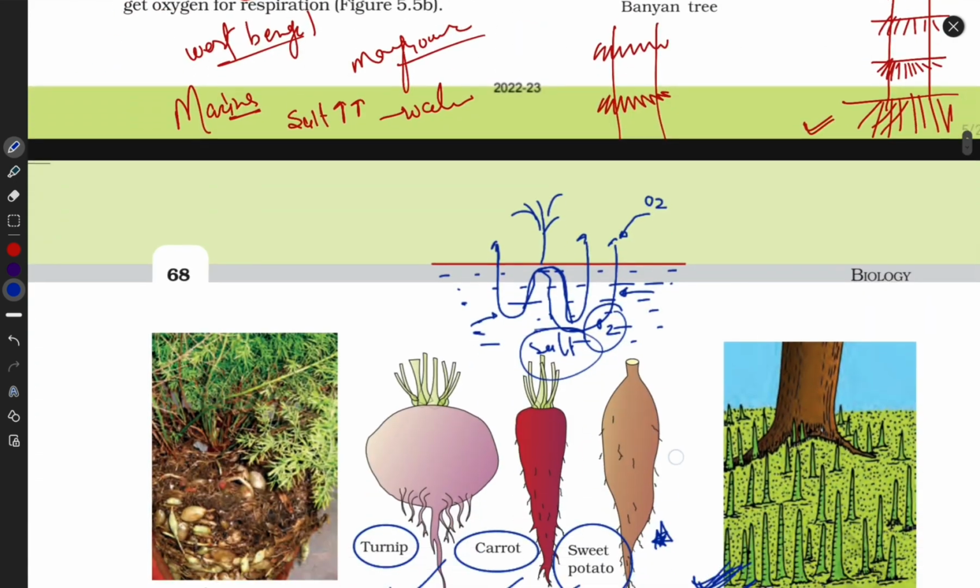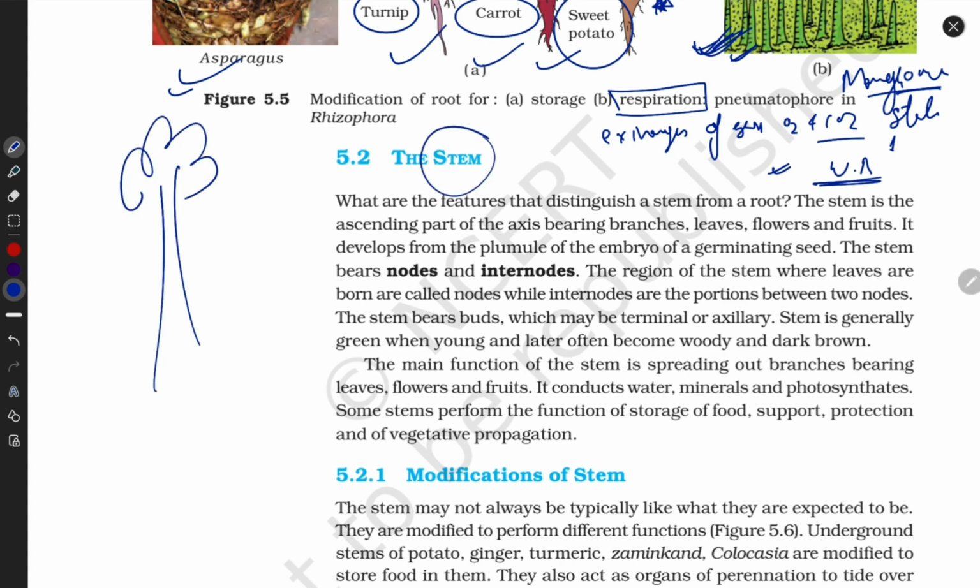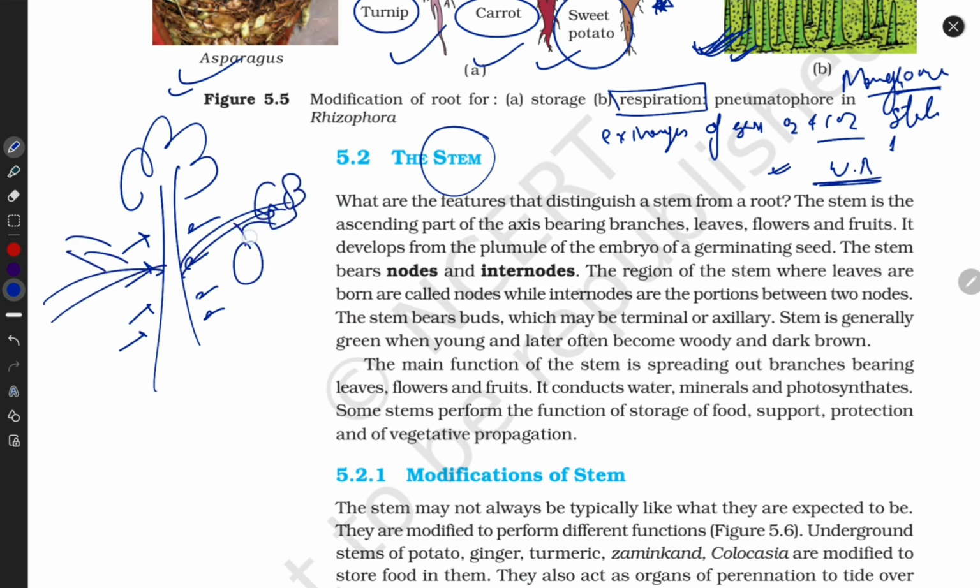Okay, let's move further. Stem, guys. The stem provides strength, guys. Stem provides strength. They make the tree strongest, longest, tallest. They make them strong and rigid. They have many kinds of branches. They have leaves. They have what, flowers. They have fruit also. Yes, guys, what does the stem carry? They carry branches. They carry flowers. They carry leaves. They carry fruit.